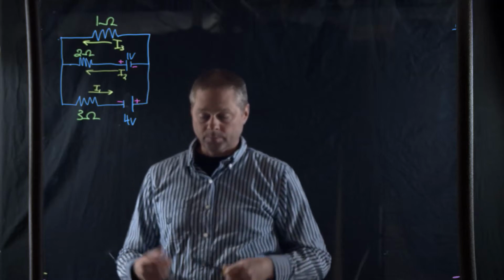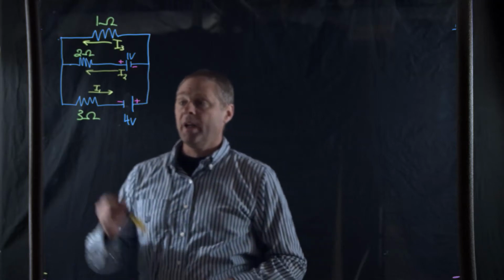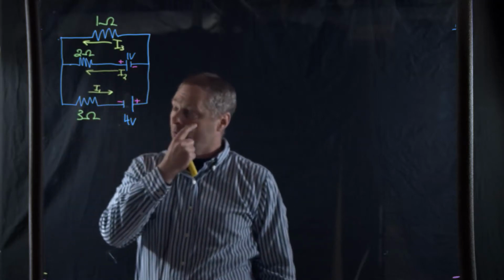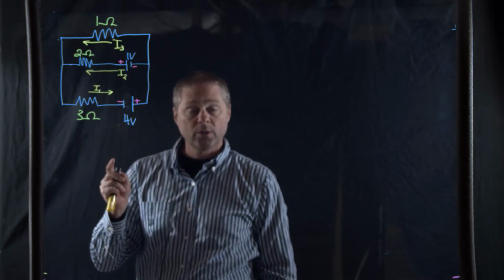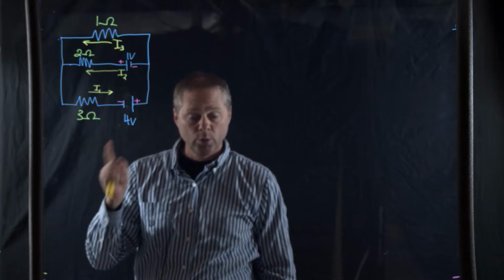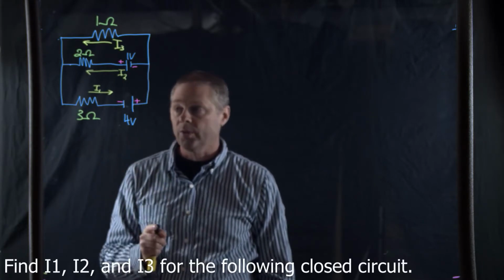Good day to you. In this example problem, we have a closed circuit. And what we're going to want to do is apply Kirchhoff's rules. So we're going to look at the junction rule and we're going to look at the loop rule. All right, so we want to look at both of those.